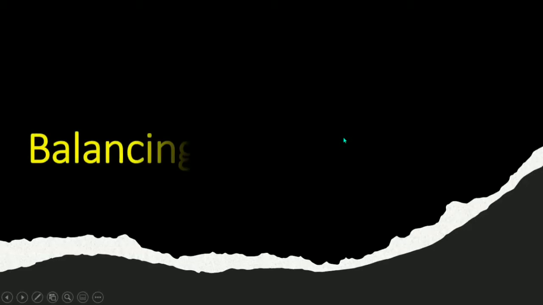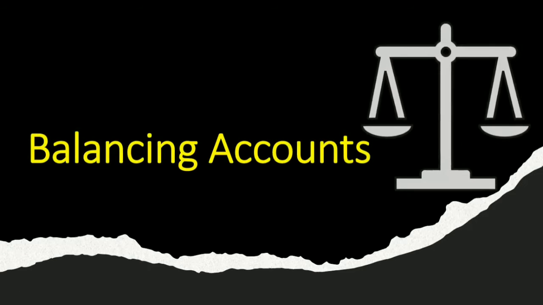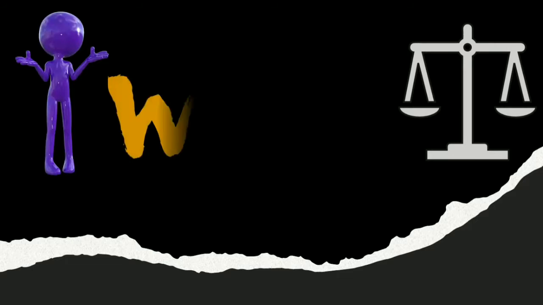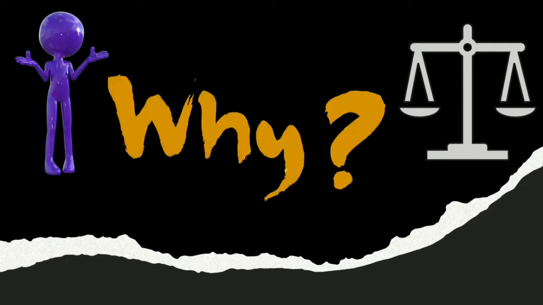Hey guys, today we're going to look at balancing accounts. At the end of the lesson, you should be able to explain why accounts are balanced. Also, to demonstrate how to balance ledger accounts. Now, businesses go through this process of balancing accounts. Why? Why do businesses balance accounts?